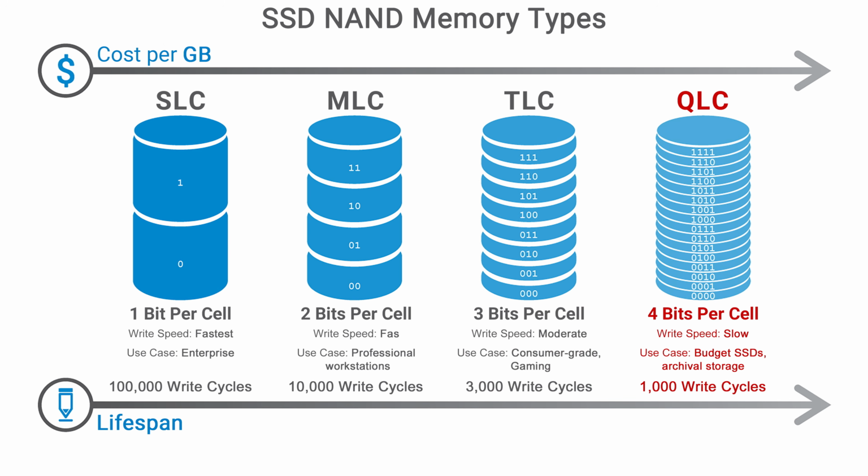Quad-level cell, QLC, stores 4 bits per cell. QLC prioritizes storage density and cost-effectiveness, offering the highest storage capacity, more data in the same physical space, and the lowest cost per gigabyte. Suitable for budget SSDs, data archiving, and applications with high read volume. Disadvantages: slowest write speeds among NAND types and shortest service life, up to 1,000 write cycles.